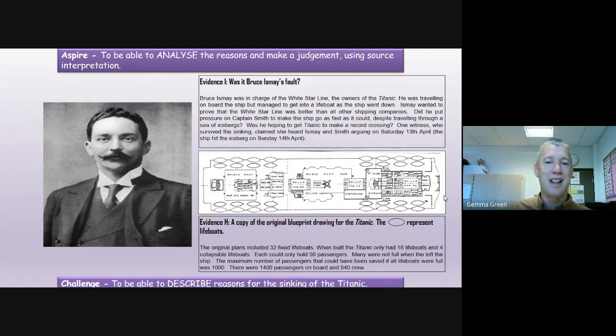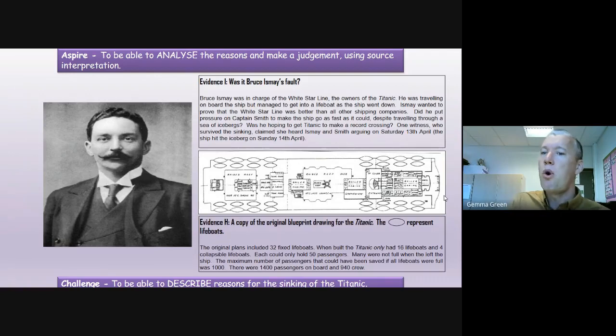Ismay actually wanted to prove that White Star Line was better than all other shipping companies. Obviously, he wanted his shipping company to be the best in the world. Now, did he put pressure on Captain Smith to make the ship go as fast as it could, despite travelling through this sort of sea of icebergs? Was he hoping to get Titanic to make a record crossing, making White Star Line stand out even more? Look, we can travel from one side of the Atlantic to the other in record time in such a big ship.